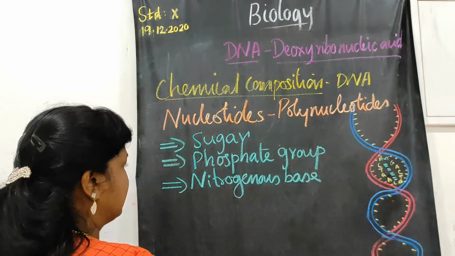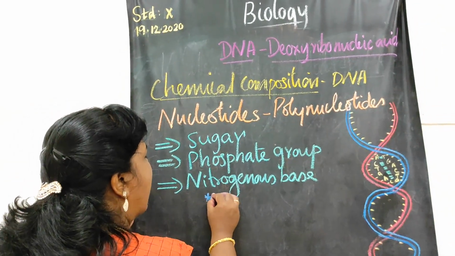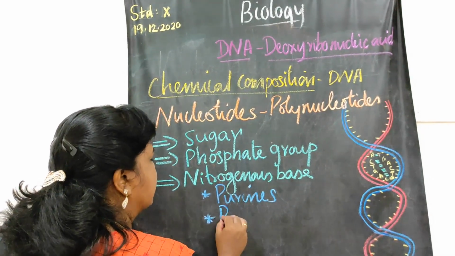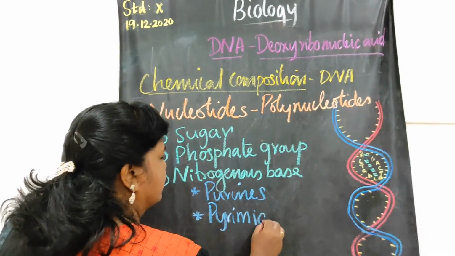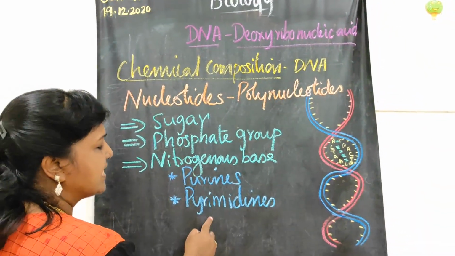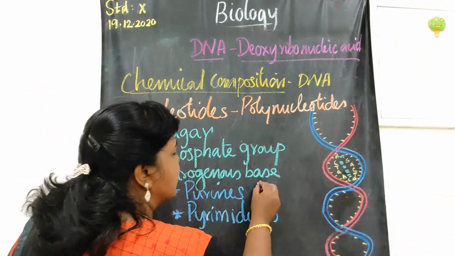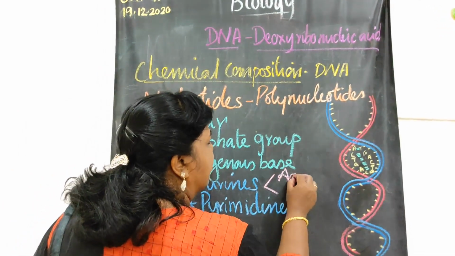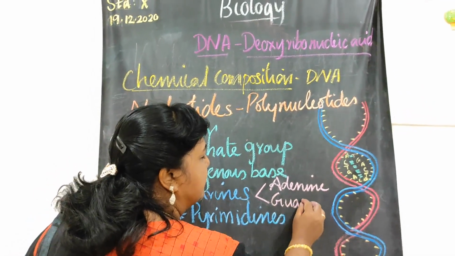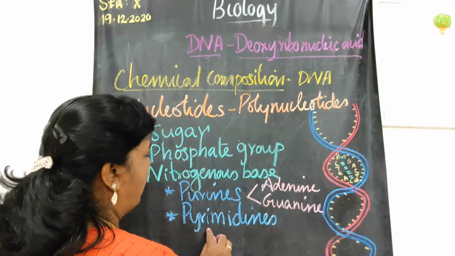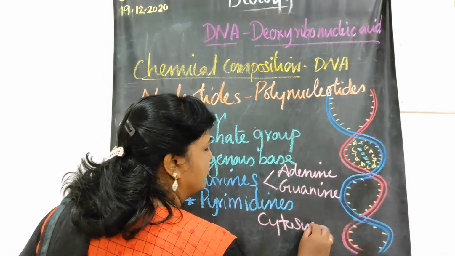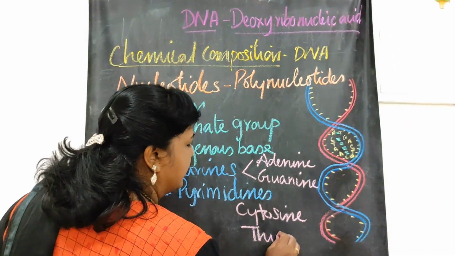Now this nitrogenous base is formed of purines and pyrimidines. The purines are adenine and guanine. The pyrimidines are cytosine and thymine.